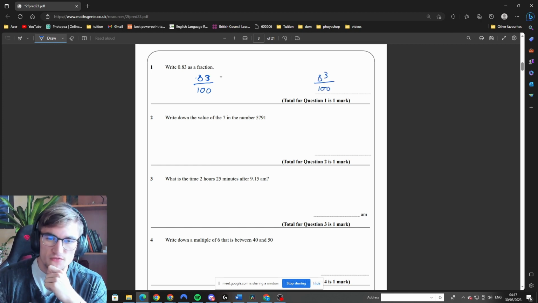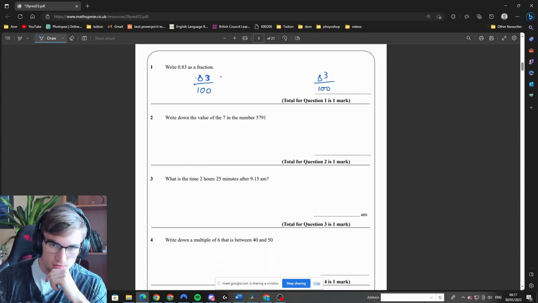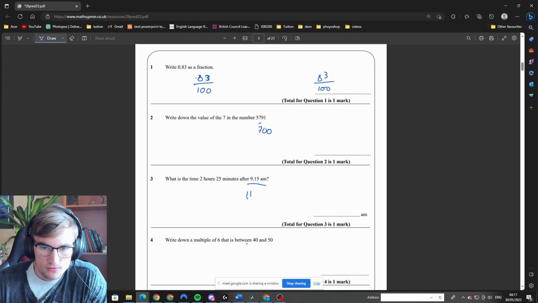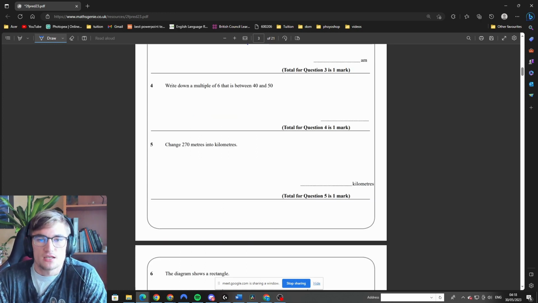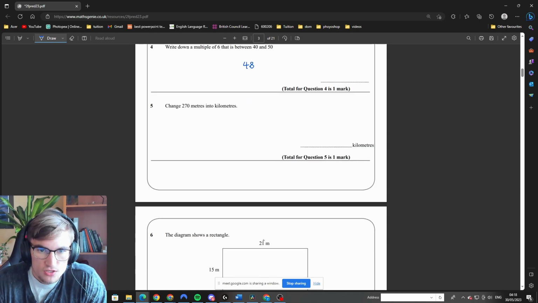Write down the value of 7 in the number 5,791. 700. What is the time 2 hours and 25 minutes after 9:15? 11:40. Write down a multiple of 6 that is between 40 and 50. 48. Change 270 meters into kilometers.